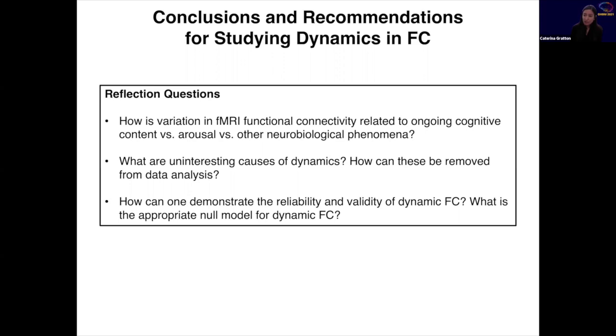And the last one is in a broader context of trying to understand how you can demonstrate both the reliability and the validity of dynamic functional connectivity, which is a tricky question because it inherently varies over time. And so one question is, what is the appropriate null model for your particular question on dynamic functional connectivity? And this will depend on what sort of assumptions and conclusions you're trying to make.